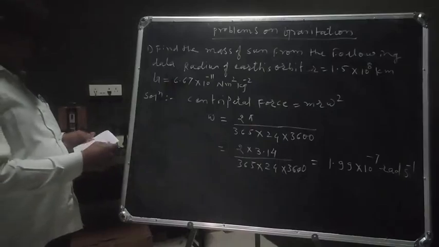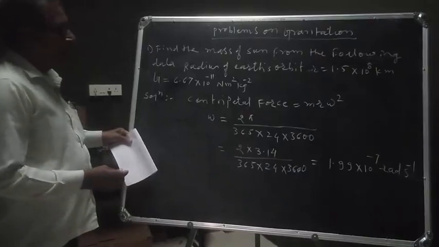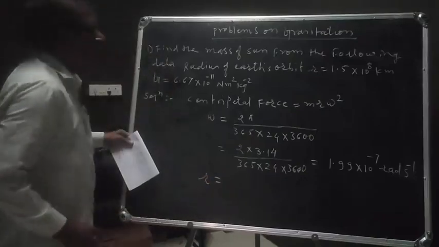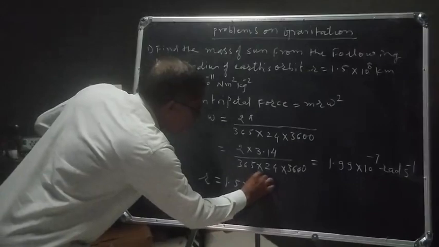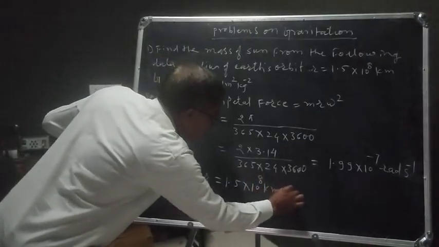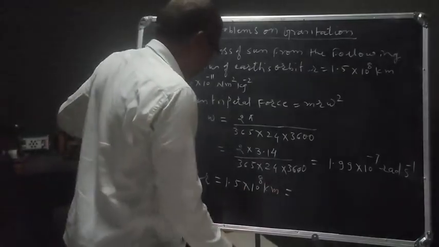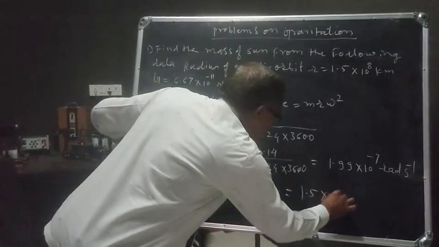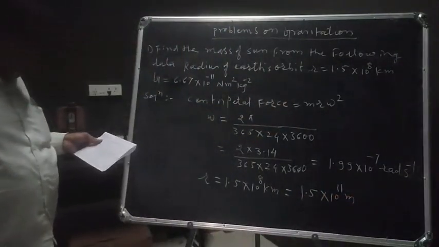Now, the radius of orbit of Earth is also given, and that value of r is 1.5 into 10 raised to 8 kilometer. Here we will convert this kilometer into meter, and this can be written as 1.5 into 10 raised to 11 meter.